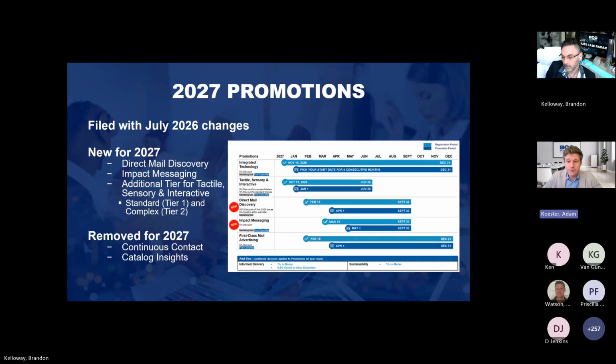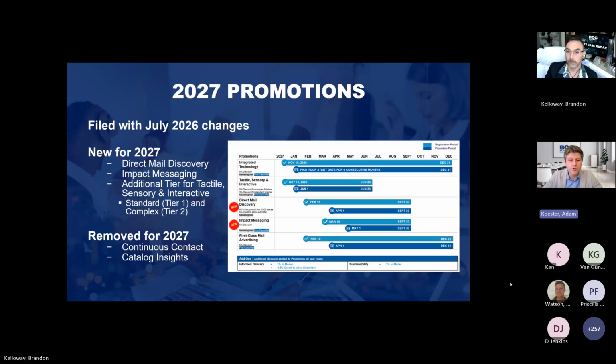As these are approved by the PRC, we'll get the guidebooks from the post office that give us a lot more details and a lot more guidance on what the content of the impact messaging in particular, and some of the extra rules that'll be around the direct mail discovery will be. And we're expecting those either at the end of this month or somewhere in the beginning of June.